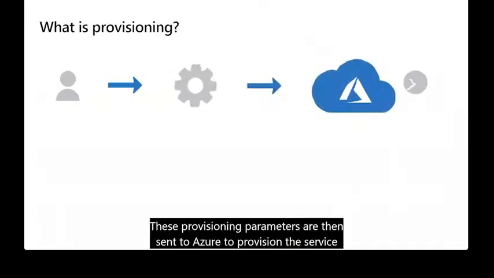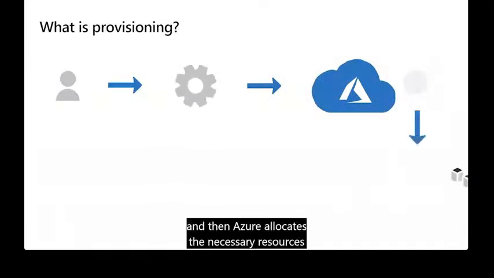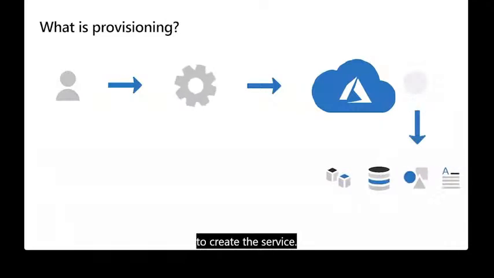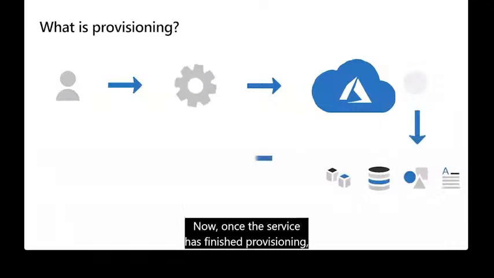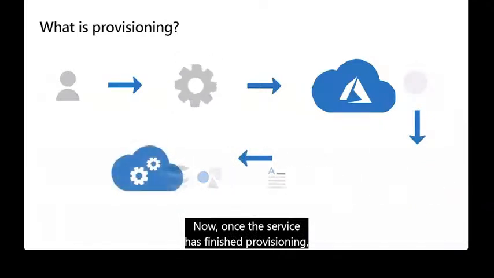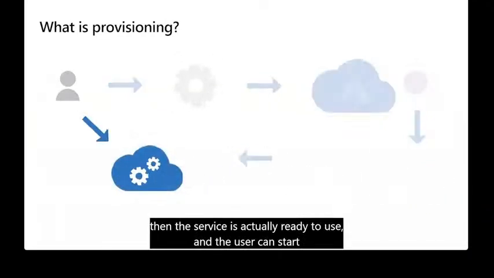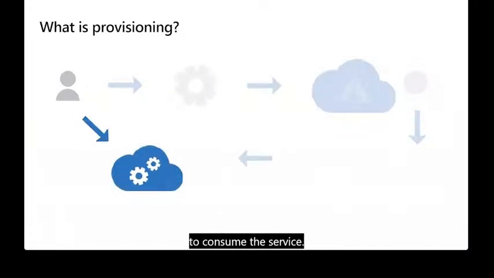Now, what exactly is provisioning? Well, when a user specifies that they want to provision something, they need to specify the provisioning parameters, such as the type of servers, storage, memory, and compute power. These provisioning parameters are then sent to Azure to provision the service, and then Azure allocates the necessary resources to create the service. Now, once the service has finished provisioning, then the service is actually ready to use and the user can start to consume the service.